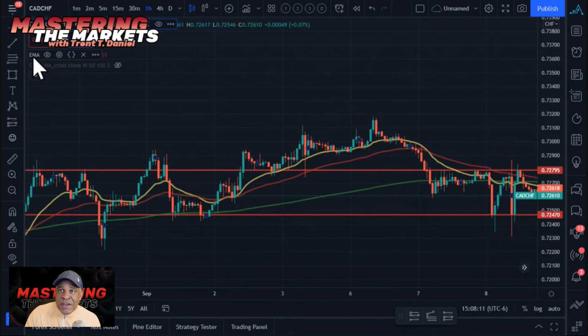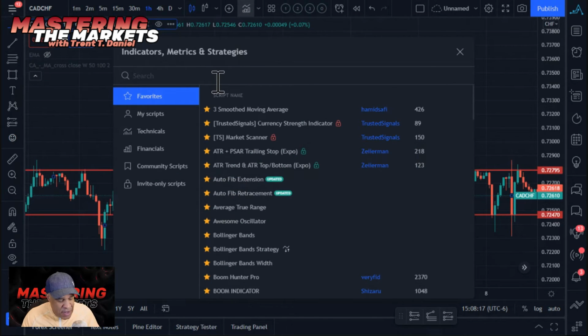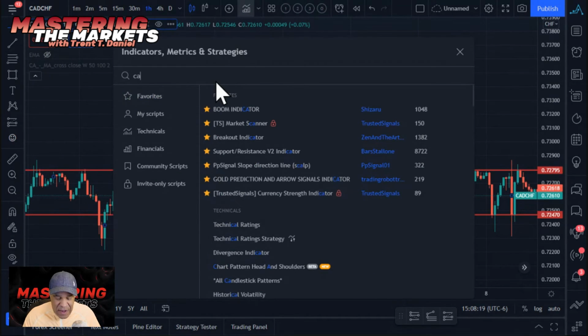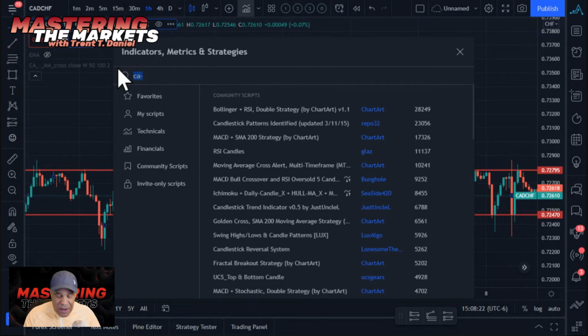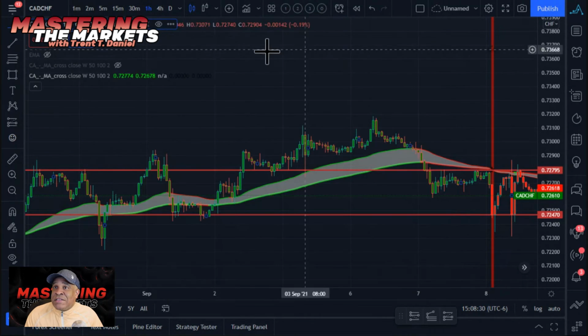Now, I want to show you this indicator, and it is free on TradingView. You just go into your indicators chart and type in, I think, and I found this actually by accident, I was looking for moving average crossover. Yeah, moving average cross alert, this one right here. So let me see if that's the same one. Yeah, it's the same one here.